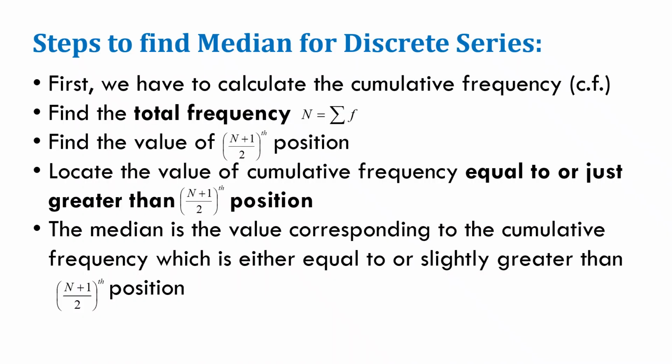And then we find the value of (n plus 1) by 2th position. Now we have to locate the value of cumulative frequency which is either equal to or just greater than (n plus 1) by 2th position. The median is the value corresponding to the cumulative frequency which is either equal to or slightly greater than (n plus 1) by 2th position.